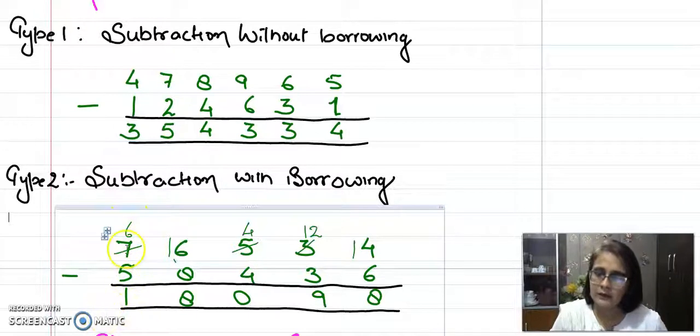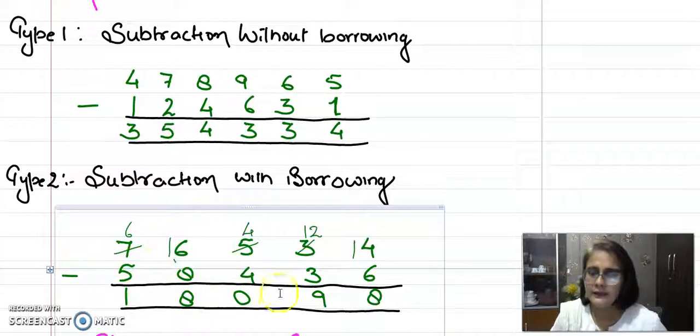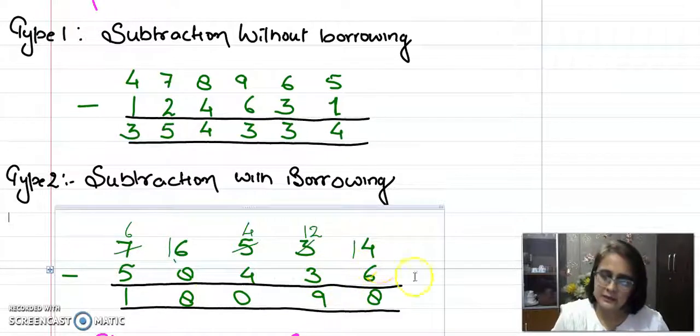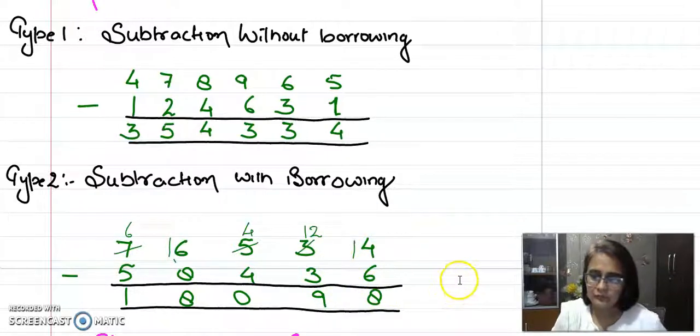Am I clear or not? Yes or no? So what is my answer? 18,098. Is that clear? So these are the two types of subtraction that you will study in this chapter. Clear, dear children? Hope whatever we have done today, the topic of subtraction is clear. Okay, dear children, take care, stay home, stay safe.